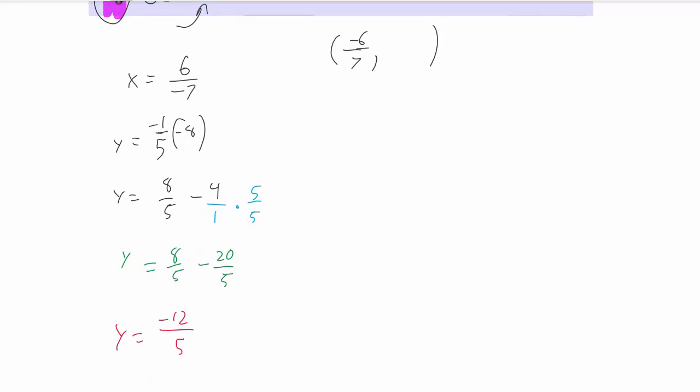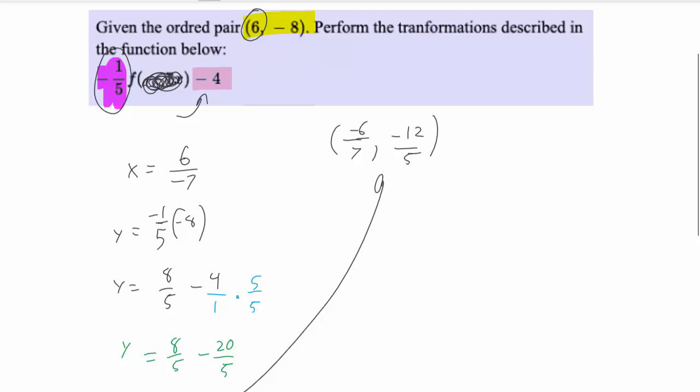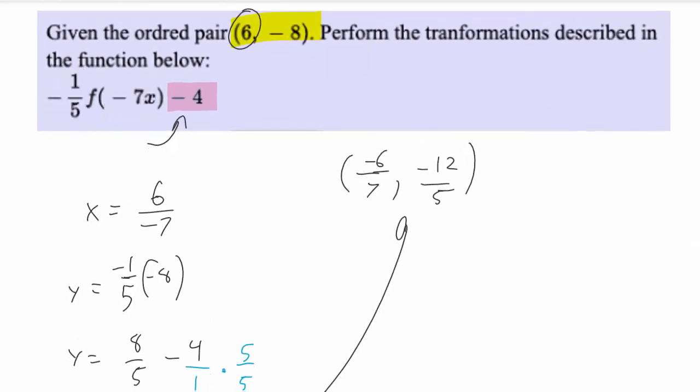So now we're going to take that value and write that into our ordered pair. And so now we can see how these transformations affected our ordered pair of (6, -8). Well, again, just to recap, the -7 divided our 6, which resulted in -6/7. The -1/5 multiplied our value of -8, and then we had to subtract 4, which resulted in our other value of -12/5. That is our ordered pair.